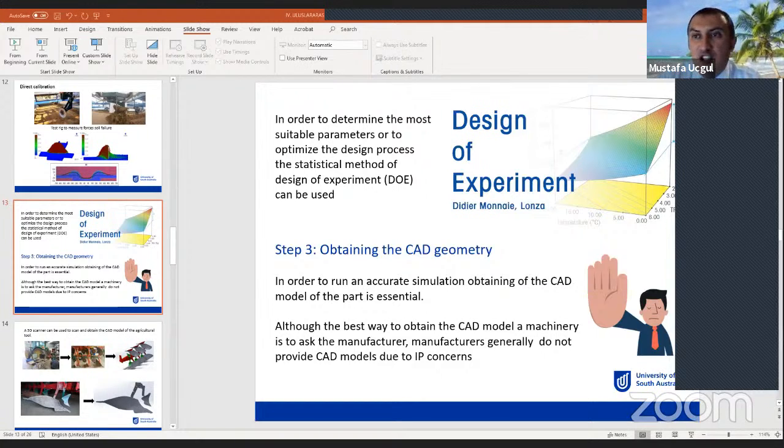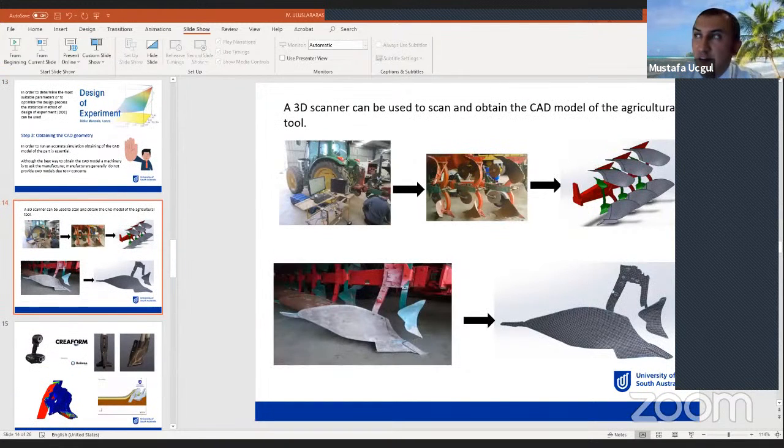Generally, we should get this from the agricultural machinery manufacturers. But generally, these manufacturers are not really keen to provide this information because of the IP concerns. So what we can do is use a 3D scanner. As you can see from this slide, we can scan the object and create a CAD model of the object.